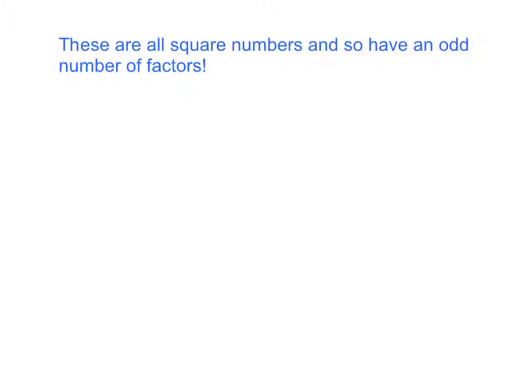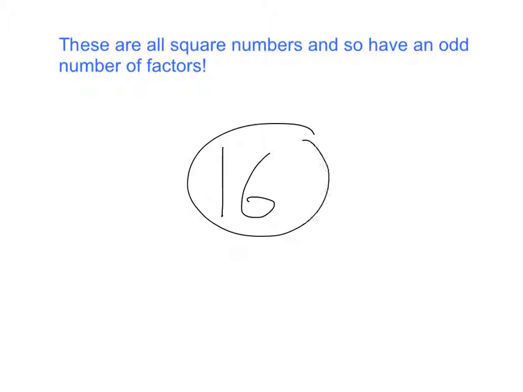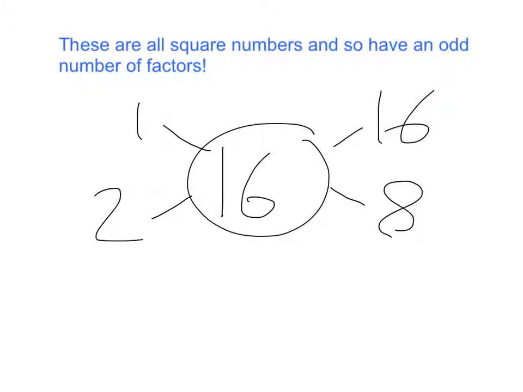Hopefully you noticed that those were all square numbers, and so they have an odd number of factors. That is because, let's use 16 as an example. I would have 1 and 16, 2 and 8. 16 isn't in the 3 times tables, but it is in the 4 times table. It is 4 times 4. And I wouldn't write the 4 twice, so it becomes almost like my tail on my factor bug, leaving me an odd number of factors.